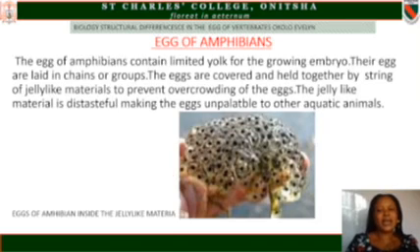Let's look at the egg of amphibians. The egg of amphibians contain limited yolk for the growing embryo. Their eggs are laid in chains or groups. The eggs are covered and held together by strings of jelly-like material to prevent overcrowding of the eggs. The jelly-like material is distasteful, making the eggs unpalatable to aquatic animals. If you look at the structures here, the black ones are the eggs of amphibians, while the whitish material there is the jelly-like material.